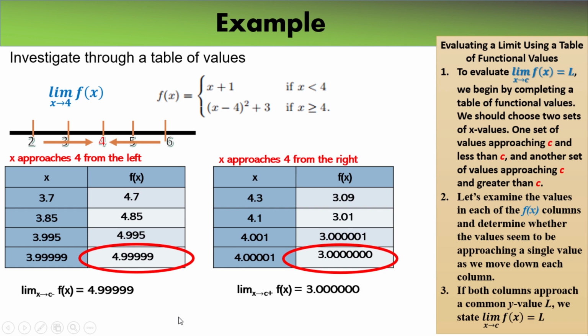So ma-observe natin dun sa dalawang one-sided limits natin ay hindi sila equal. Kasi as x approaches c from the left, ang limit ng ating function ay 5. While for our limit of f of x as x approaches c from the right, ang limit natin ay 3. So, we can now say that the limit of f of x as x approaches 4 does not exist. Kasi hindi sila papunta sa common value ng f of x. Magkaiba sila ng value dito sa ating one-sided limit.